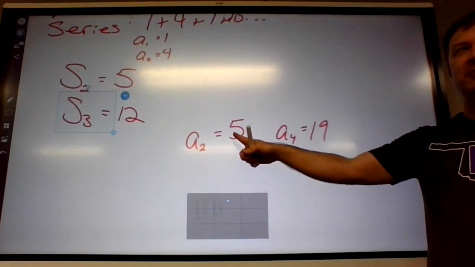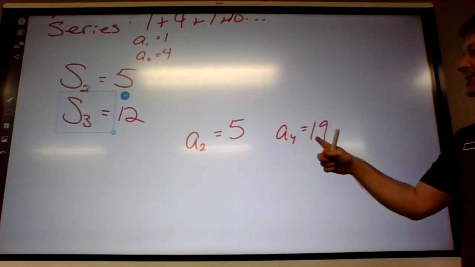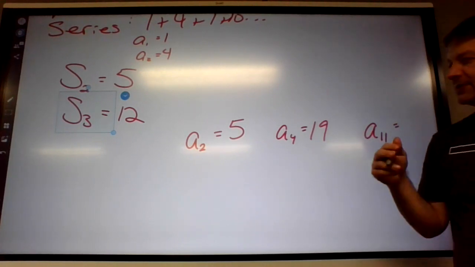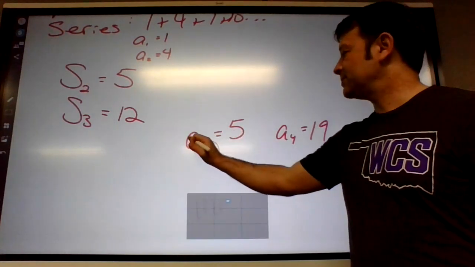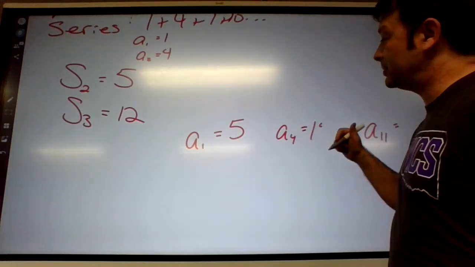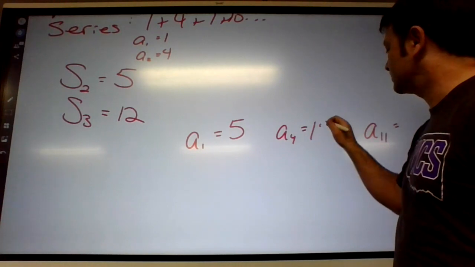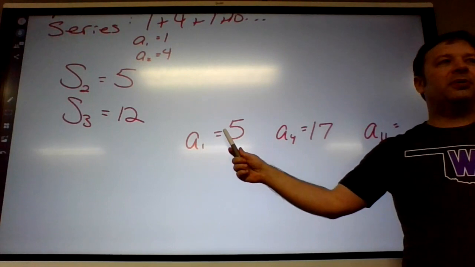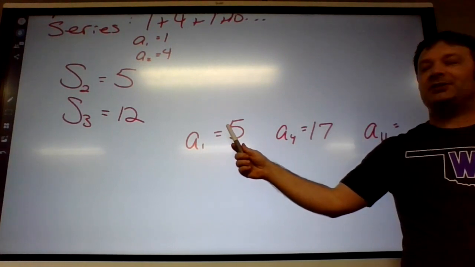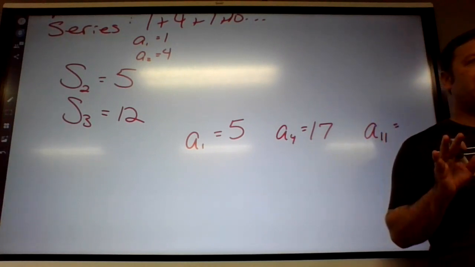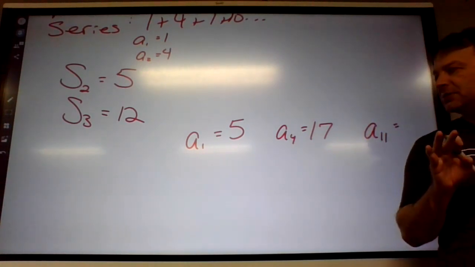Have we done this before? I can't remember. No, probably not. Okay, a sub 4 is 19, and I want to know what is a sub 11. Okay, actually, let me change this to a sub 1, and this one to 17. Okay, so arithmetic sequence means they're adding the same value over and over. So how do I figure out what value they must be adding here? That's a good question.